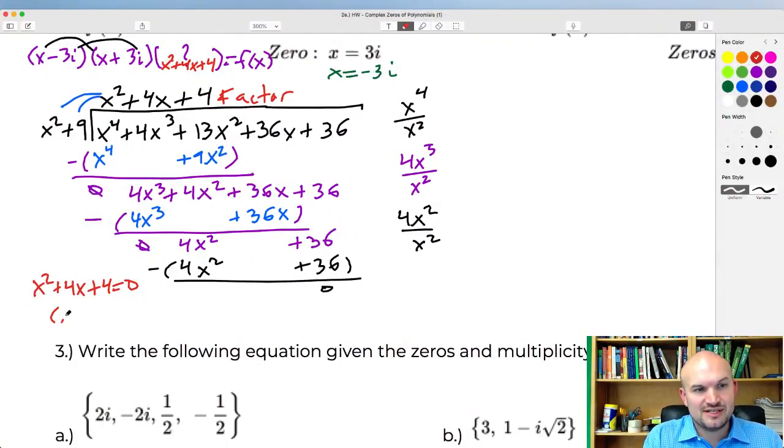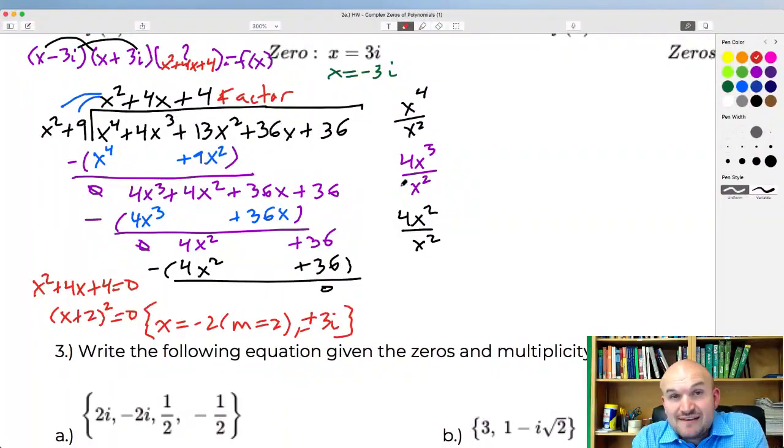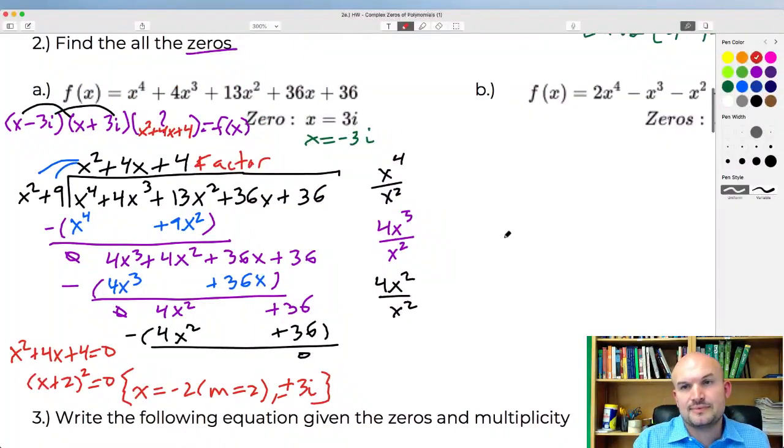Well, I can factor this to (x + 2)² = 0, and therefore x = -2 with a multiplicity equal to 2. So there's my zero. That's one of my zeros. And then my other two are plus or minus 3i. Okay? Because that was given to us, right? They were given 3i, and then we know that -3i must exist.